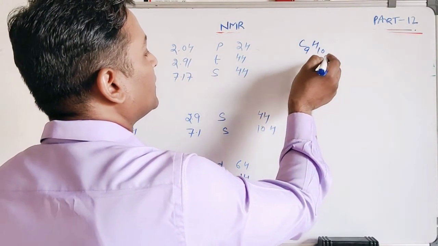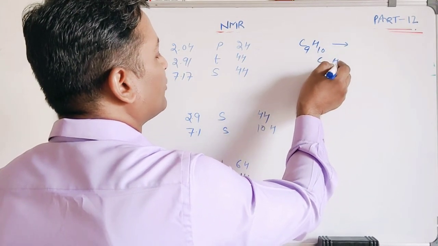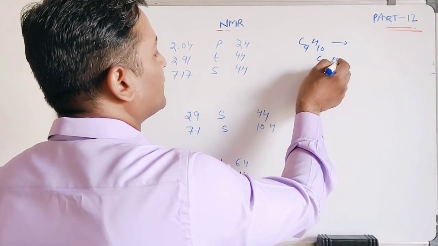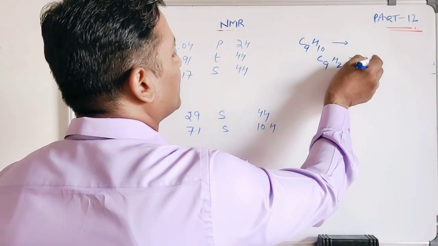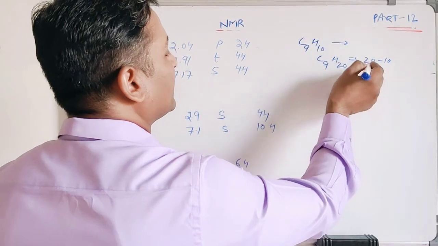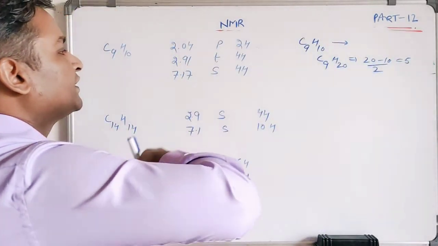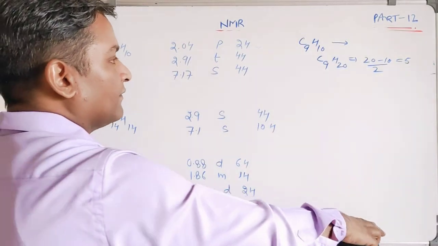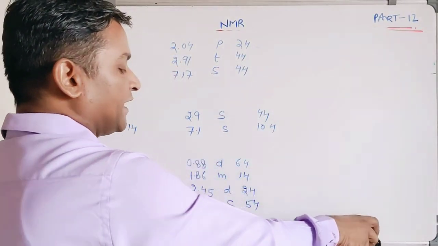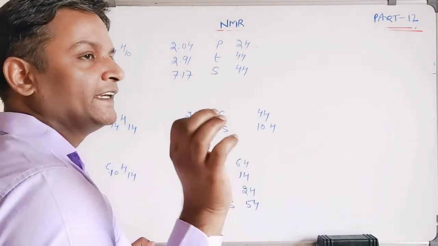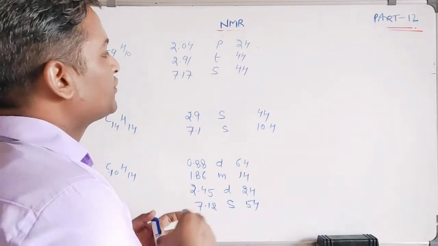C9H10. What is the degree of unsaturation? C9 corresponding H will be 20. So 20 minus 10 divided by 2 is equal to 5. So degree of unsaturation in this case is equal to 5. It means that this compound must be containing at least one benzene system plus one additional degree of unsaturation.